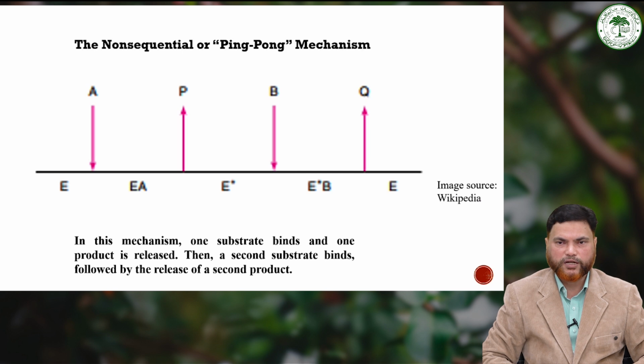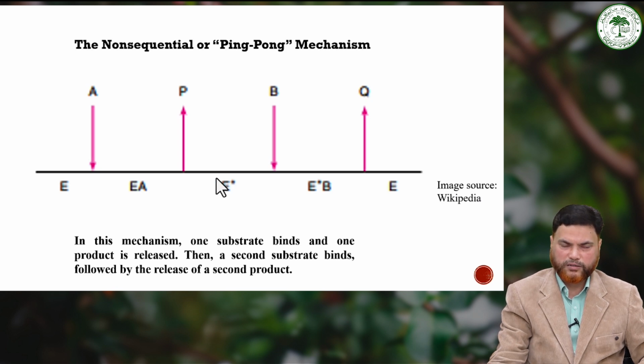Now, the non-sequential mechanism is also known as the ping pong mechanism. This process is termed the ping pong mechanism to highlight the bouncing of the enzyme between two states, E and E plus. These are the two states of the enzyme, and the enzyme bounces between these two states. That's why this mechanism is known as the ping pong mechanism.